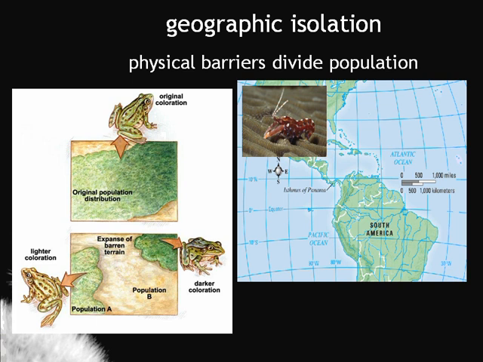With frogs, they live in this jungle here. If there's deforestation that creates a barren terrain between them, then the frogs can't go across, so now they're physically separated. Or here, these little shrimp that live here in these tropical waters are separated from these ones. They can't cross over the land, they have to be in the water.